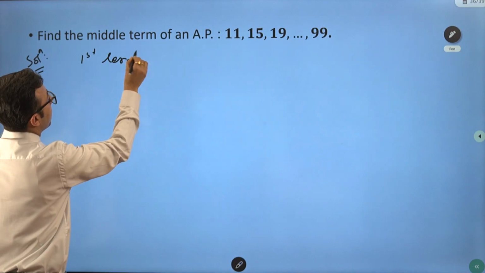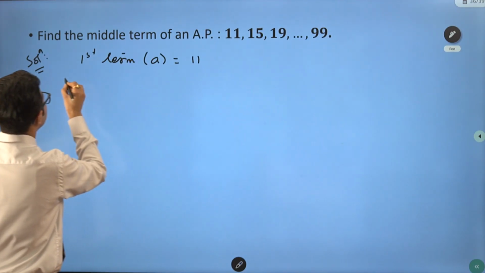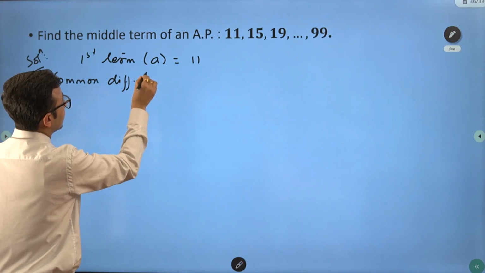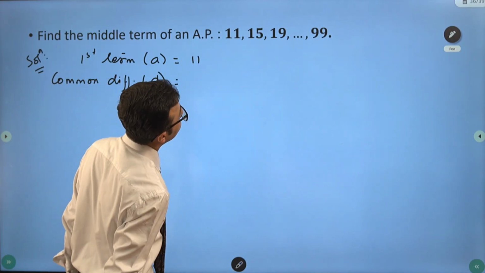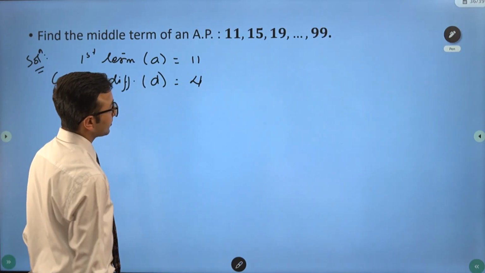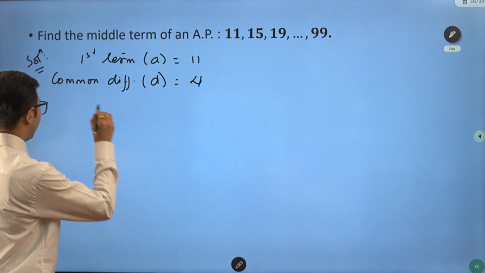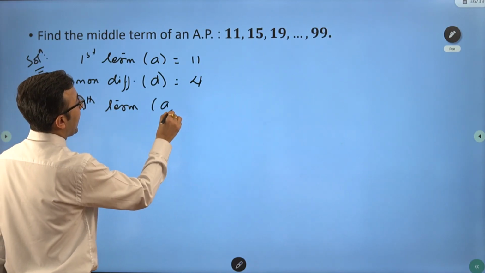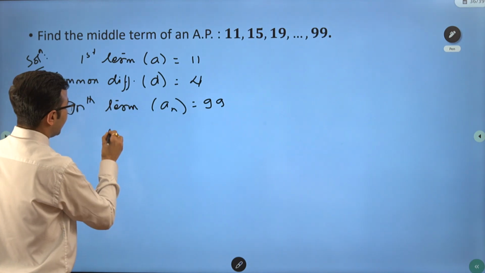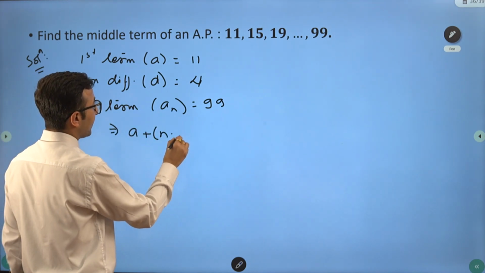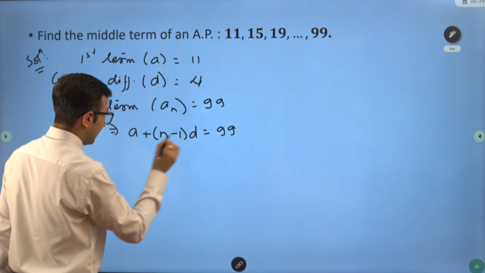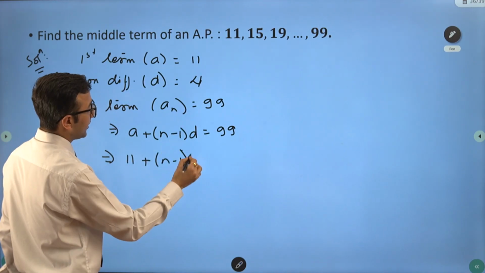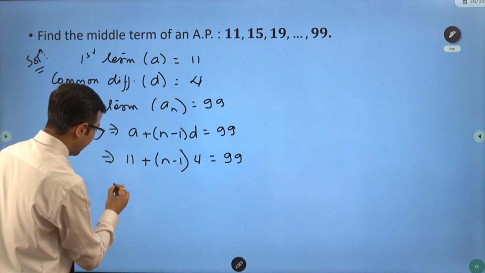Solution: which is the first term? The first term is 11. The common difference D is the second term minus the first term: 15 minus 11 is 4. And which is the last term? 99. Therefore, we'll write the nth term An equals 99. So we'll use the formula a plus (n minus 1)d equals 99. So a is 11, n minus 1, and the value of d is 4, which equals 99.